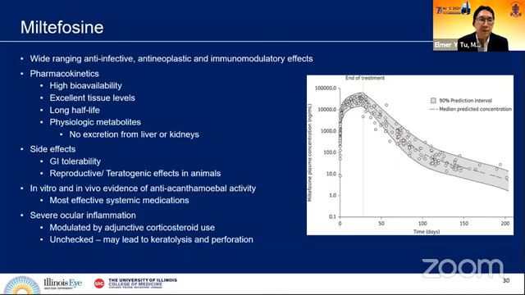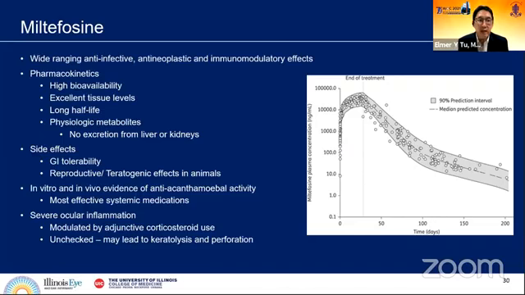So in conclusion, miltefosine is a wide-ranging, anti-infective, anti-neoplastic immunomodulatory drug. The pharmacokinetics show a very high oral bioavailability with excellent tissue levels widely distributed throughout the body and a long half-life, which makes an ideal systemic medication for tissue-penetrating infections. The metabolism of this, basically it's broken down in individual cells into physiologic components. So there is no excretion from the liver or kidneys, and that's why the toxicity is relatively low.